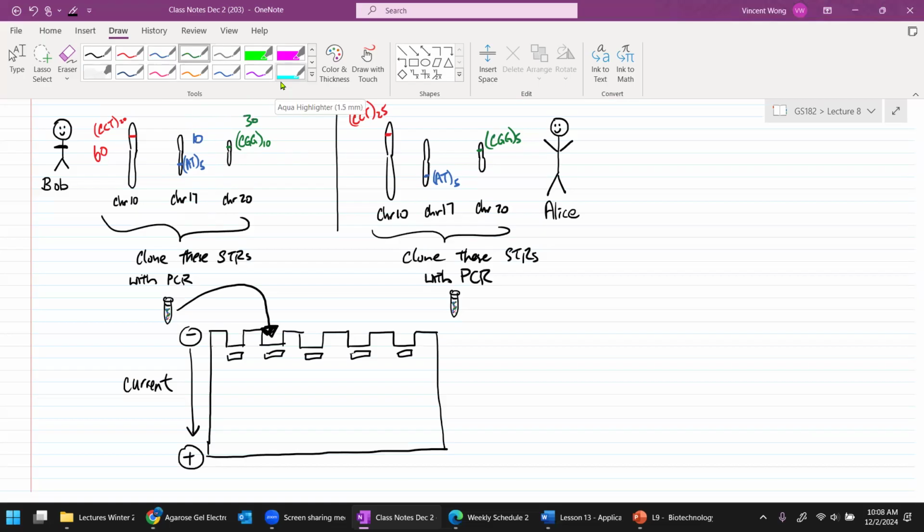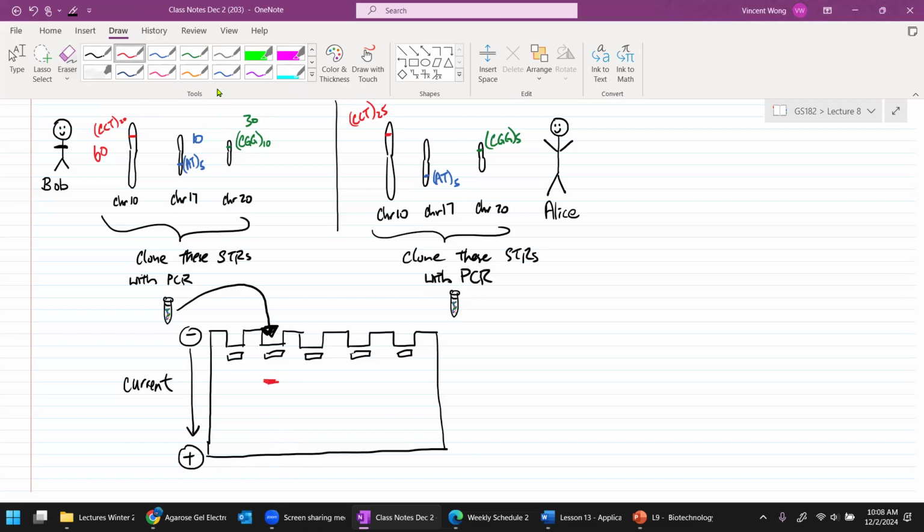So which one is going to be closest to the top? Red, blue, or green? Remember, you load the sample here. Which one is going to be closest to the top after you run the gel? When I say run the gel, I mean send the current through. Red, blue, or green? Red, exactly. Because it's the longest one, right? Okay. So it's going to be somewhere up here.